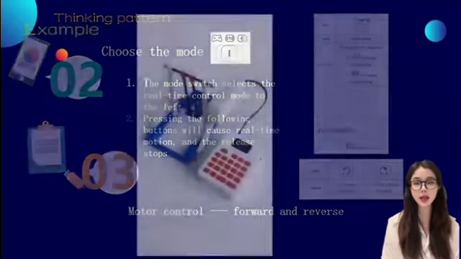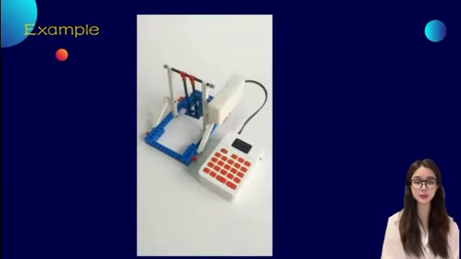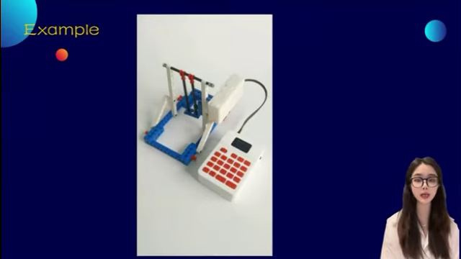Next, I have taken a small video of the demonstration. You can see this is my little swing. Can your little swing be rotated back and forth? How to control it? You can watch my video first, and then practice by yourself.